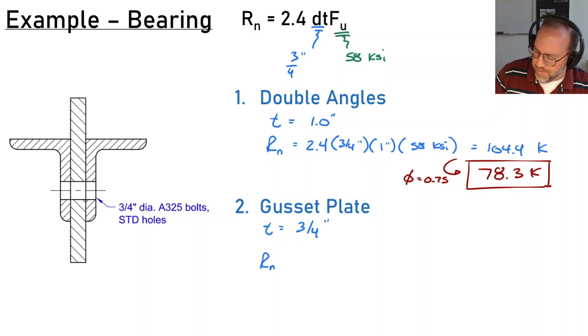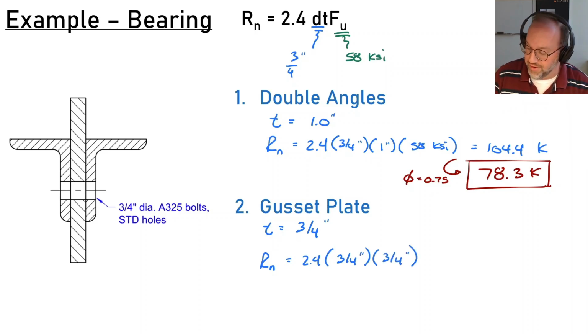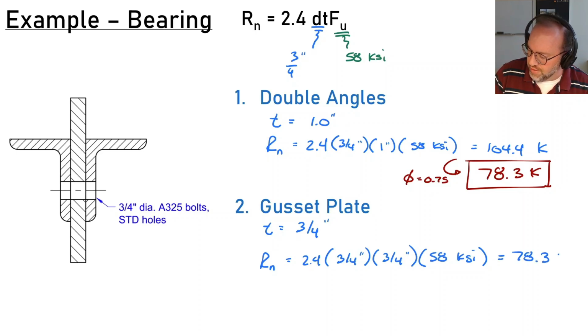So therefore our capacity RN is 2.4 times 3/4 inch, which is the bolt diameter, and another 3/4 inch, which is the plate thickness. And once again, it's A36 steel, so we'll use 58 KSI. And this is 78.3 kips. Apply a phi factor of 0.75, and once again, we're going to get 58.7 kips. So obviously that's going to control.